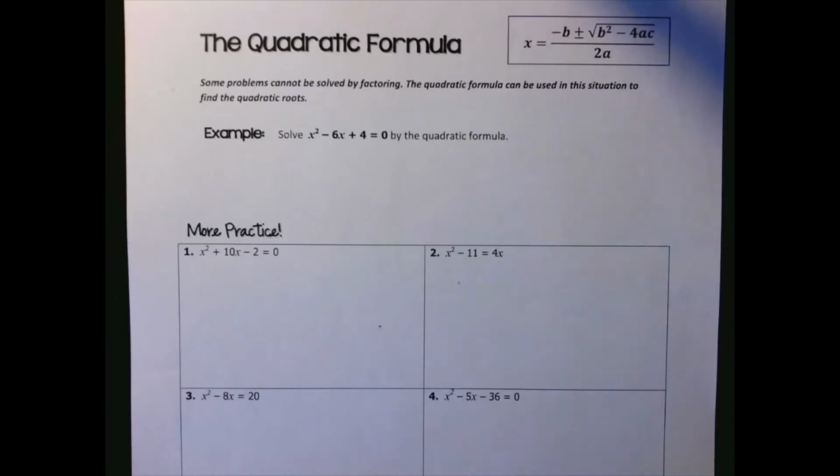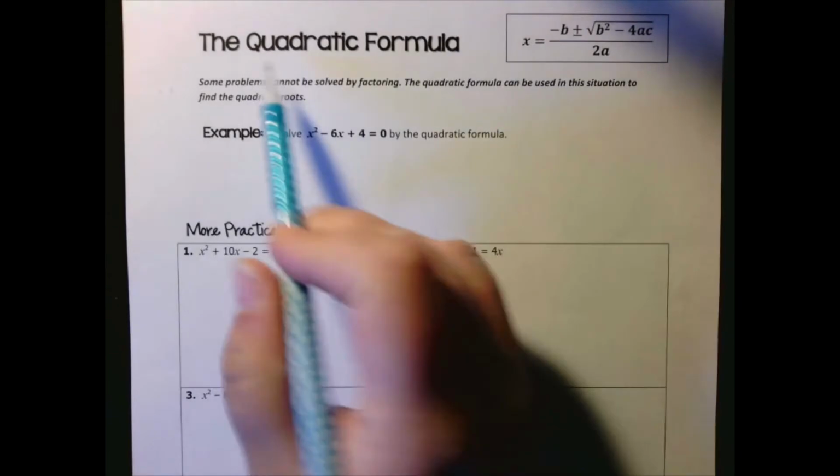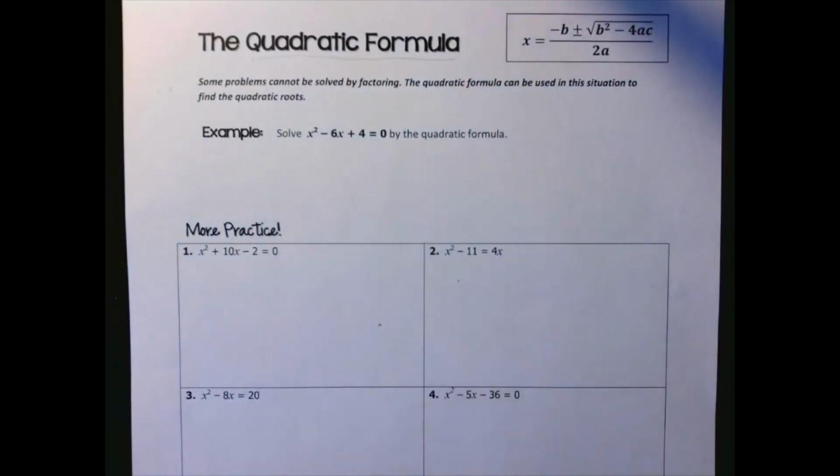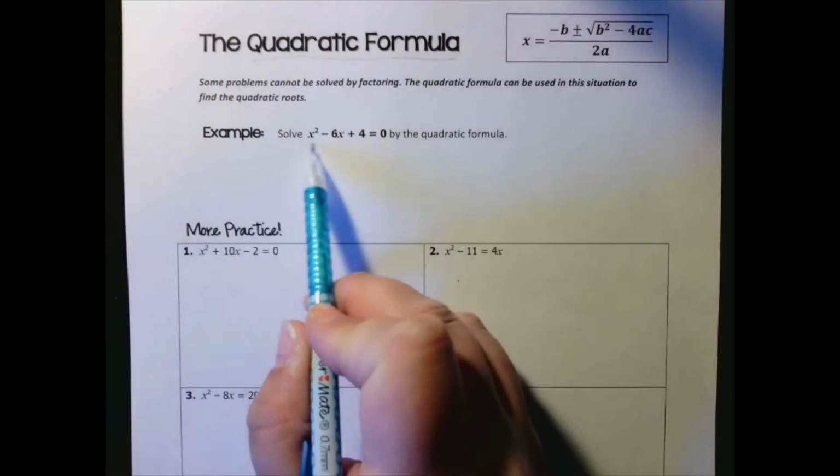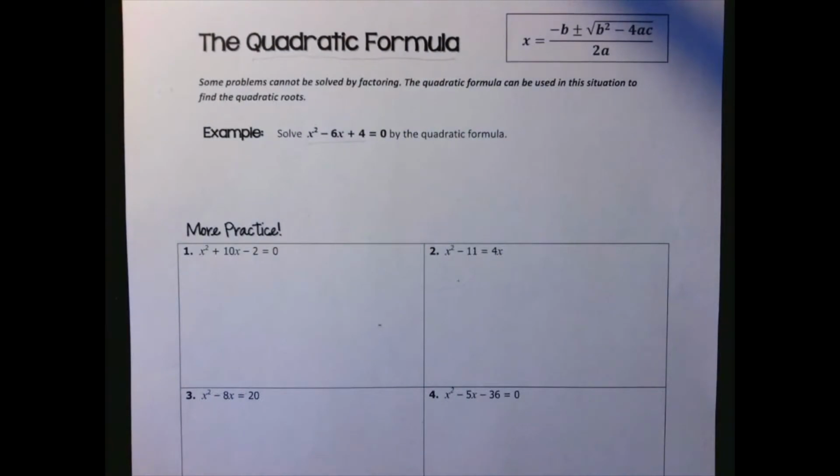Today we're going to be continuing on looking at quadratic equations, but we're going to be using the quadratic formula to solve these. So this is going to be when we cannot factor our equation. We're going to use this. So we have x squared minus 6x plus 4 equals 0.